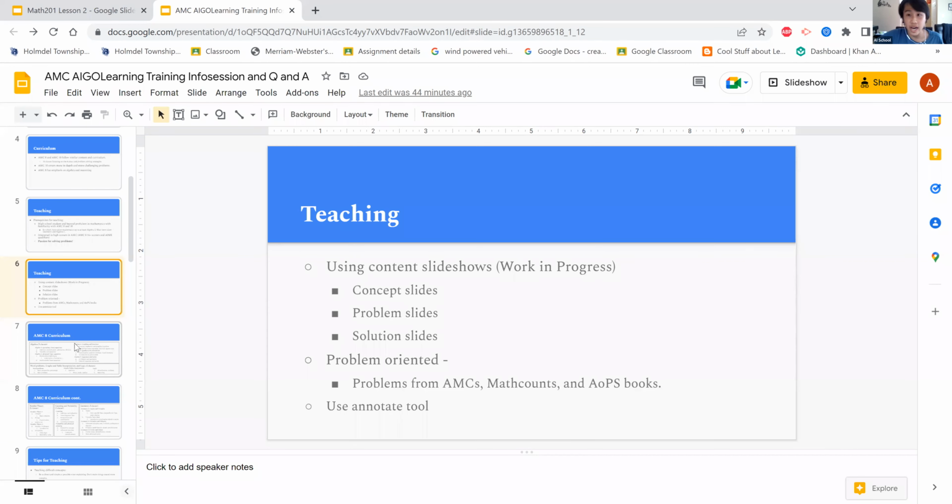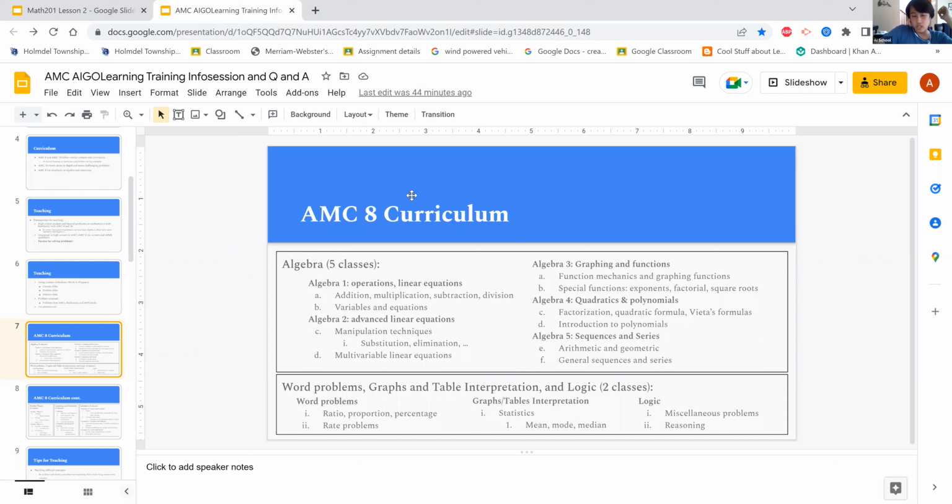And onto the actual curriculum. So now I'm just going to go over the curriculum in general. This training session won't go in depth into the specific concepts. We're just going to go relatively surface level, just go over some examples of what we'll be covering in each lesson. But a later training will include, for example, in-depth discussion of these topics. So AMC 8 curriculum. We'll just be covering AMC 8 this training session. So algebra, special emphasis on algebra.